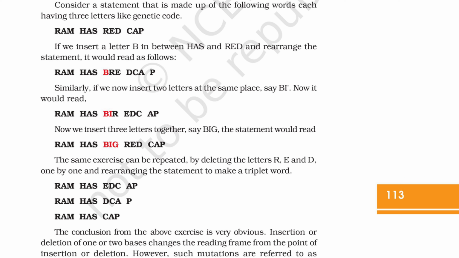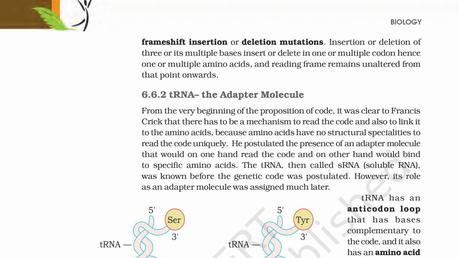The same exercise can be repeated by deleting the letters R, E and D, one by one and rearranging the statement to make a triplet word. Ram has EDCAP. Ram has DCAP. Ram has cap. The conclusion from the above exercise is very obvious. Insertion or deletion of 1 or 2 bases changes the reading frame from the point of insertion or deletion. Such mutations are referred to as frameshift insertion or deletion mutations.